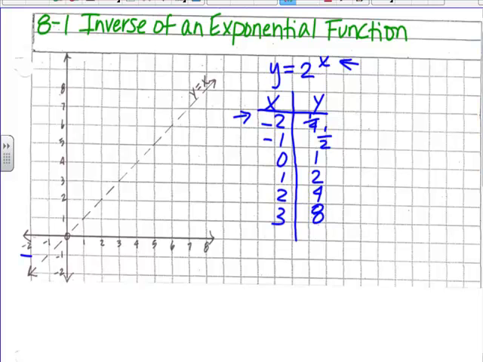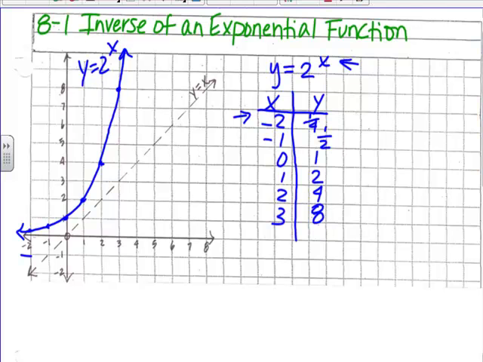So I'm going to come over here and graph this. So -2, 1/4, -1, 1/2, 0, 1, 1, 2, 2, 4, 3, 8. And as best I can, I'm going to go ahead and just draw this graph in right here. And I'll label this y equals 2 to the x.